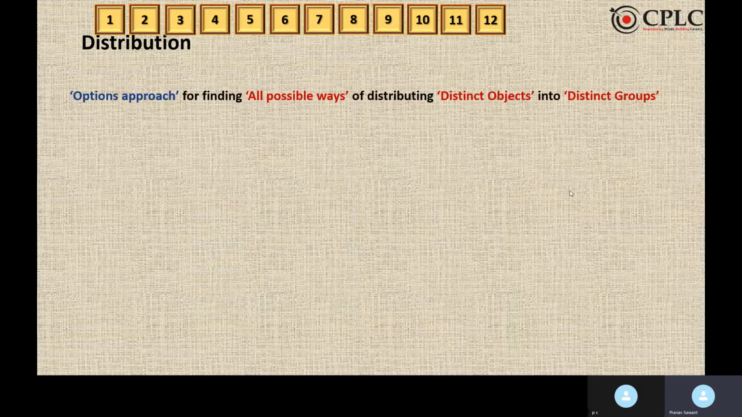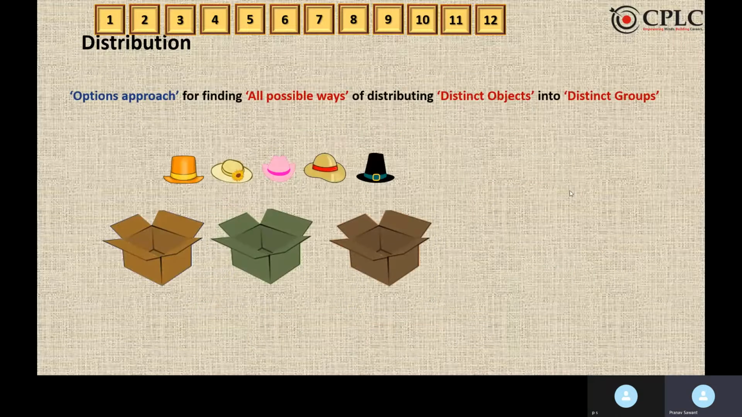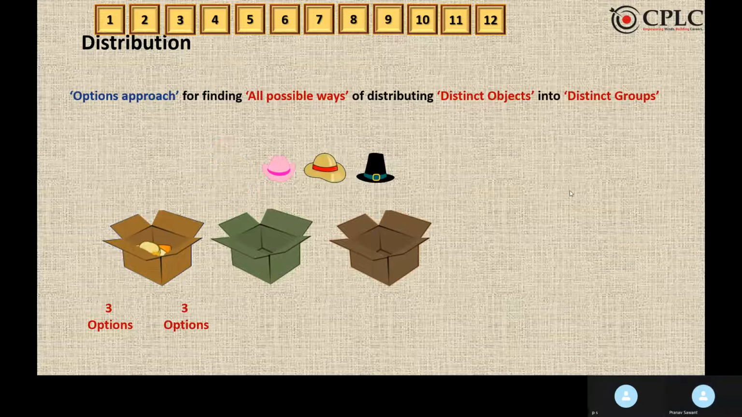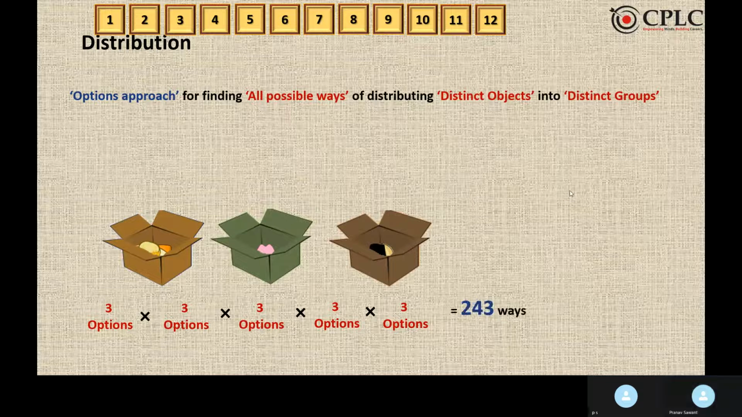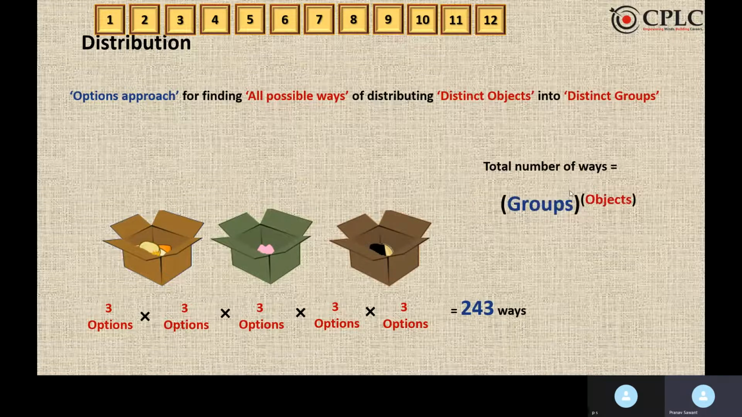Moving to the next question. Now, the approach for finding all possible ways of distributing distinct objects into distinct groups: each object has 3 options. So 3 into 3 into 3 into 3 into 3, that is 3 raised to 5, which is 243. So the total number of ways in such type of questions would be groups raised to objects. There were 3 groups and 5 objects, so 3 raised to 5 is the answer.